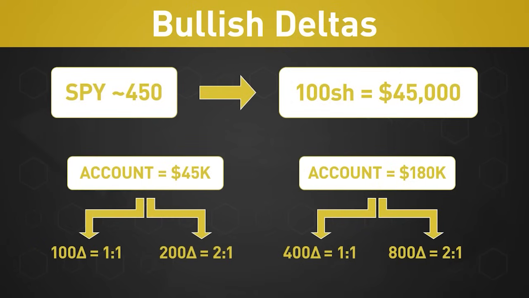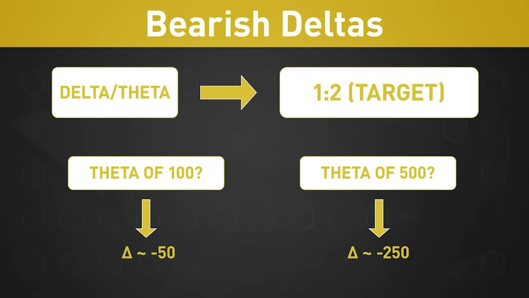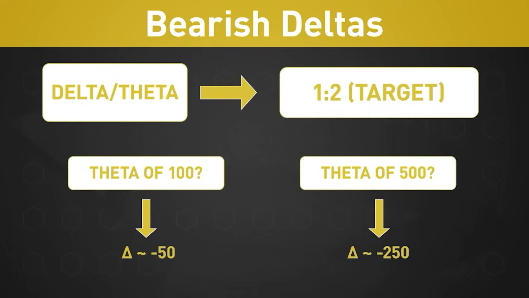If instead you had 600 beta-weighted deltas, that would be a 1.5 to 1 leverage ratio. 800 beta-weighted deltas would be a 2 to 1 leverage ratio, and 1000 beta-weighted deltas would be a 2.5 to 1 leverage ratio, and so on. All right, so that's how to think about your portfolio deltas if you're bullish. But what if you're bearish? Well, it's going to play out a little differently. Let's have a look. If you're bearish, you could use the same leverage relationships that we established in the bullish context, but it's probably even more helpful to think in terms of your delta to theta ratio.